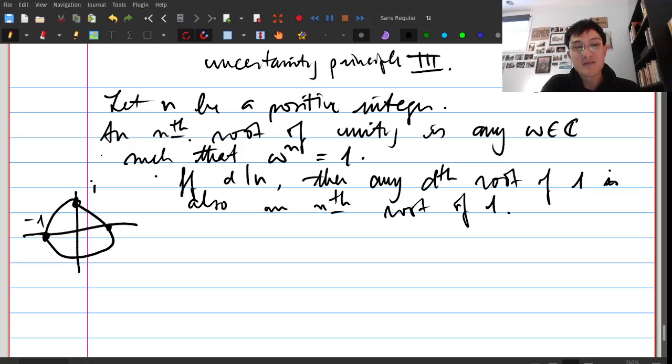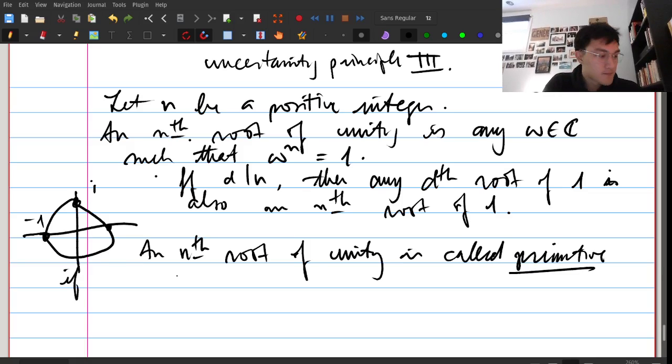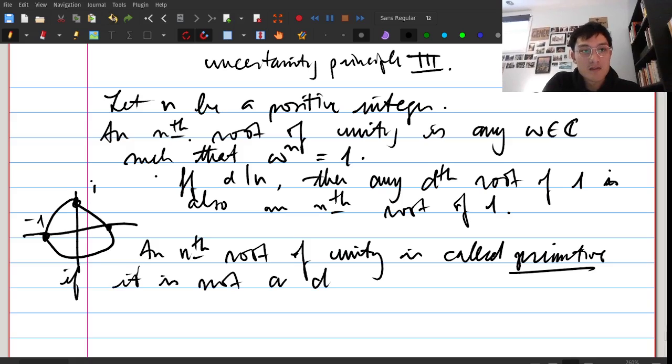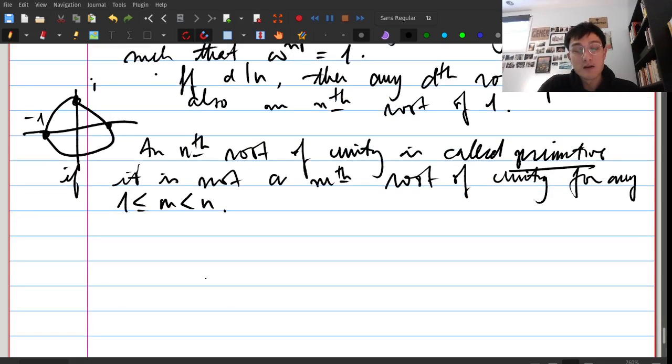But minus 1 should not be considered a fourth root of unity, it's not a pure fourth root of unity in some sense. So we want to associate minus 1 to 2 and not 4. And so we have this definition: an nth root of unity is called primitive if it is not an mth root of unity for any 1 less than or equal to m less than n. So any strictly smaller m.